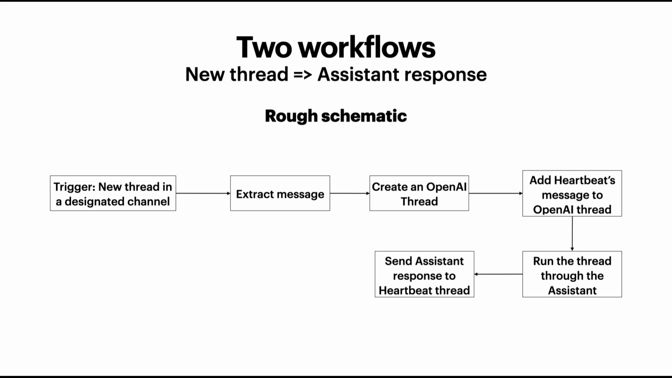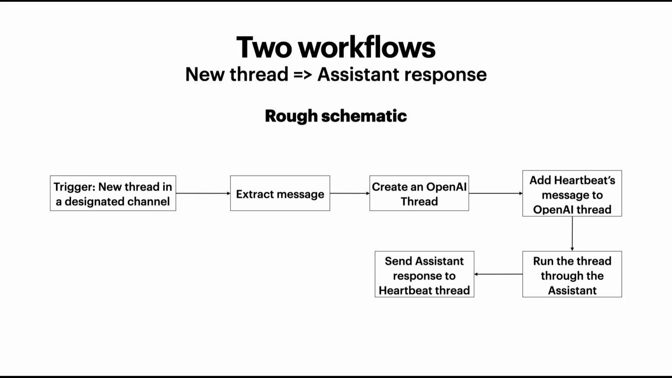We will need to extract the message from the opening of the thread. And then we'll need to create a corresponding thread in OpenAI. We will need to add the message that someone left in Heartbeat to the OpenAI thread. Then we will run this newly created thread through the assistant. And then once the assistant has added its message to the thread, which would be the last message in the thread, we will need to pipe it back into Heartbeat and effectively respond to the opening thread message with the assistant's response. So that's the first workflow.